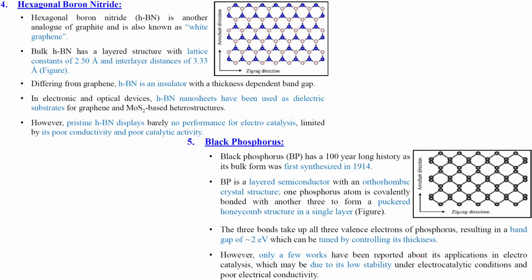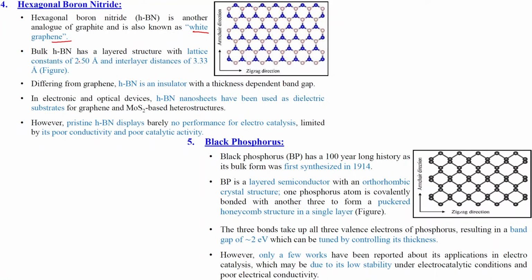Okay. Now coming on to another, that is hexagonal boron nitride, which is also called HBN. It is another analog of graphite, and it is known as the white graphene. Okay, so this is the structure of hexagonal boron nitride. The blue one is the nitrogen, and this one is the boron.